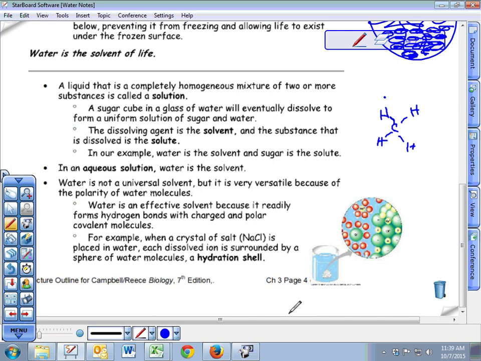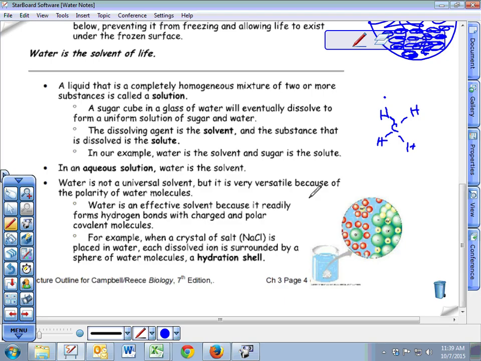Okay, here's the idea of water being a solvent. It's not the universal solvent. It can't dissolve everything. We know it can't dissolve oil. It can't dissolve wax. So it's not the universal solvent. But it can dissolve things that it really has no right to be able to dissolve, because of its properties of polarity.